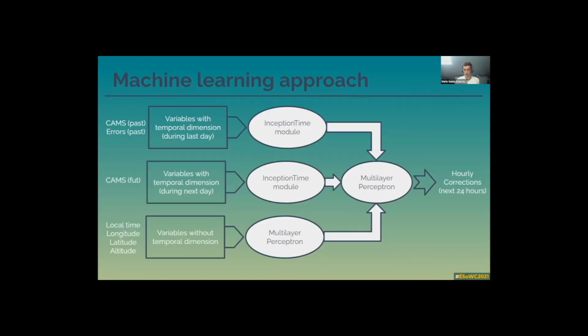Lastly, we are presenting the model architecture we have considered initially, where we use InceptionTime models to extract the temporal relationship between our variables, and we combine this with a multi-layer perceptron to get the corrections of the next 24 hours at an hourly resolution. So here we consider as an input the CAMS forecast for the last day and also the next day, and we also consider the previous error made by the CAMS forecast.